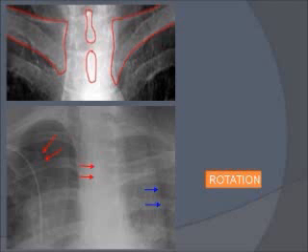The upper film is without rotation. You can see the spinous processes have been highlighted and the medial ends of the clavicles have been highlighted, and you can see that there is no rotation, both sides are equal. But in the lower X-ray, you can see there is gross rotation. The medial end of one clavicle and the other clavicle are quite away from the spinous processes. So this is also important. There should ideally be no rotation.